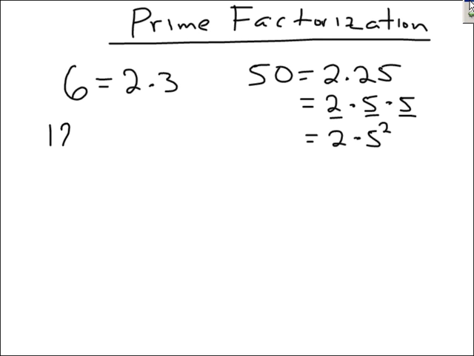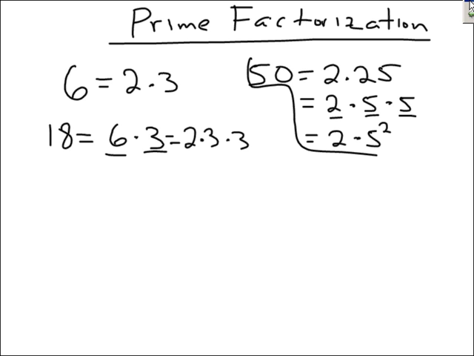Number 18, for example. 18 you may recognize as 6 times 3. But 6 is not prime. 6 is 2 times 3 times 3. Those 3 numbers are prime. But since we have 3 twice, I can say 2 times 3 squared.